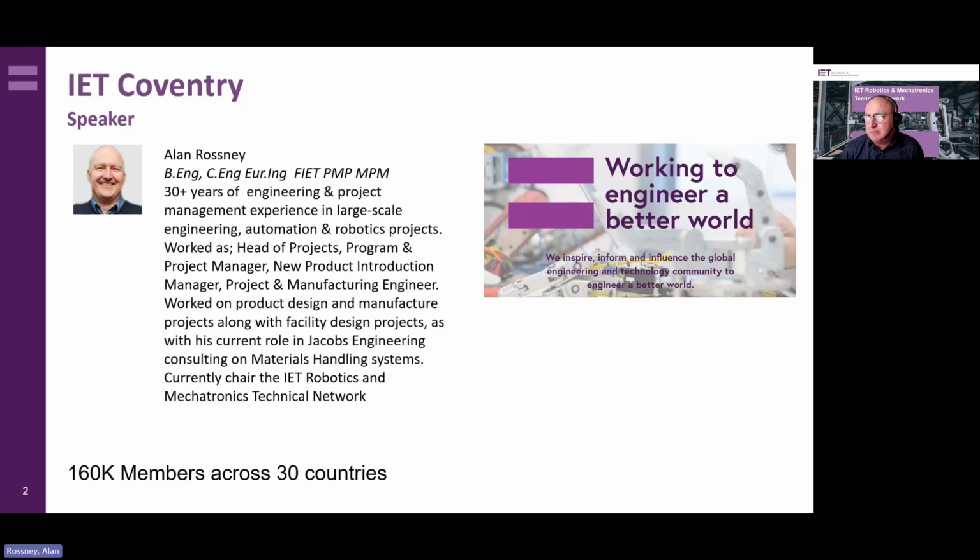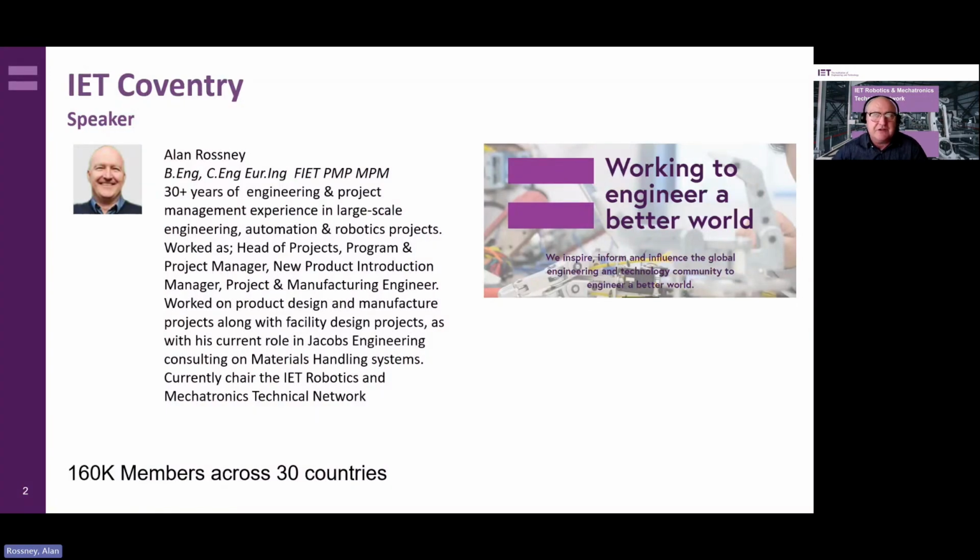I know there's a bit of a blurb there, but long story short, I'm a manufacturing engineer by profession. I've been involved with robotics and automation projects over the last couple of years. Now I advise on automated materials handling systems for Jacobs Engineering. In parallel to that, I help the IET by chairing the IET Robotics and Mechatronics Technical Network.